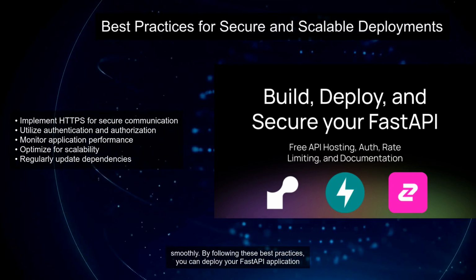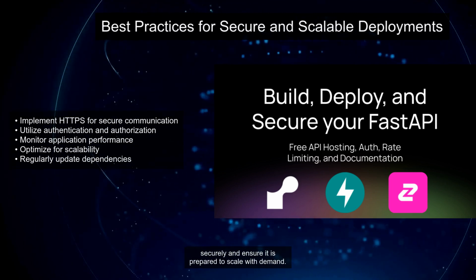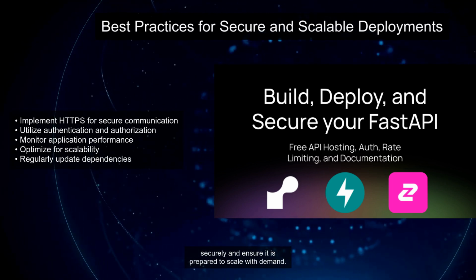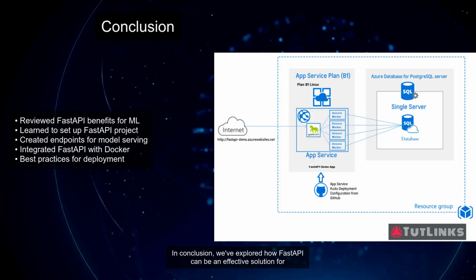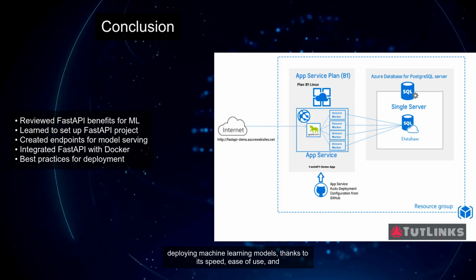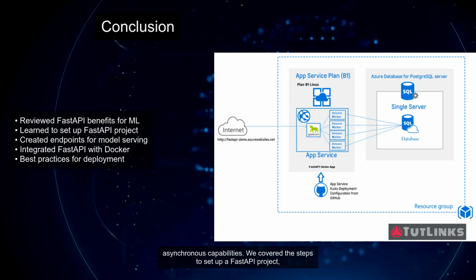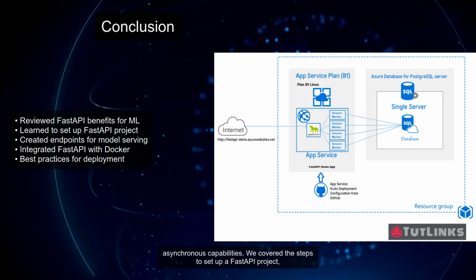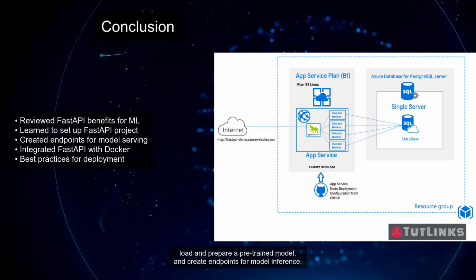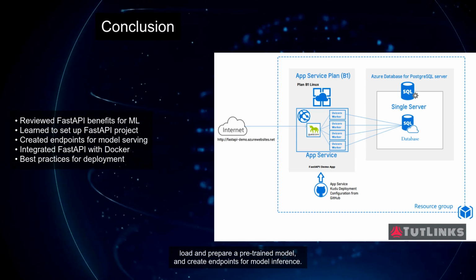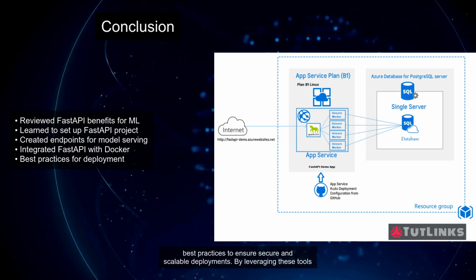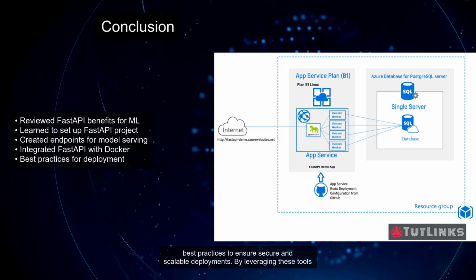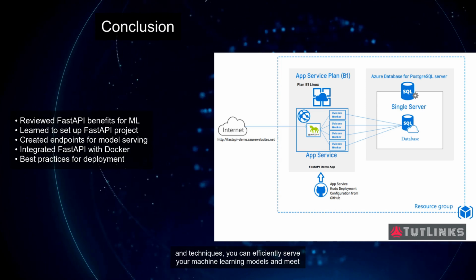By following these best practices, you can deploy your FastAPI application securely and ensure it is prepared to scale with demand. In conclusion, we've explored how FastAPI can be an effective solution for deploying machine learning models, thanks to its speed, ease of use, and asynchronous capabilities. We covered the steps to set up a FastAPI project, load and prepare a pre-trained model, and create endpoints for model inference. Additionally, we discussed integrating FastAPI with Docker to streamline deployment and applying best practices to ensure secure and scalable deployments.